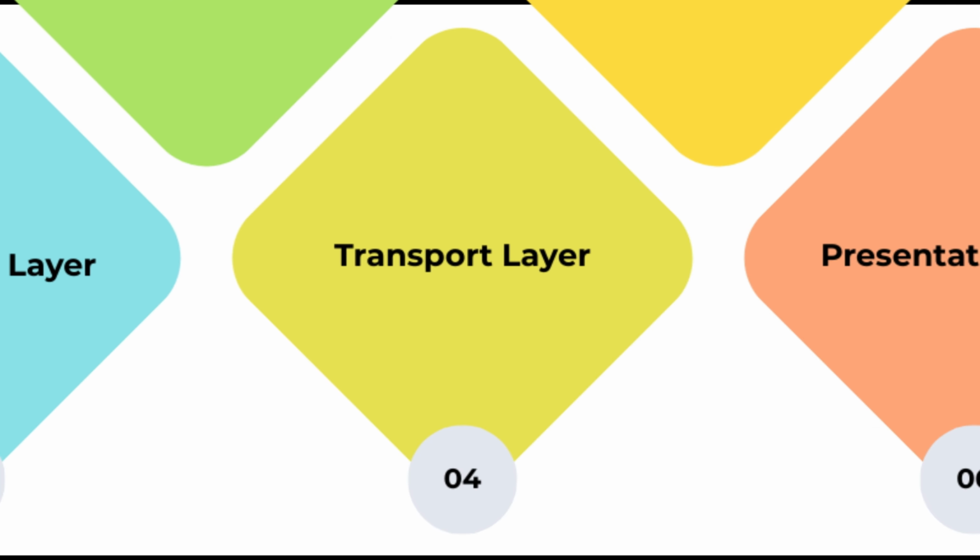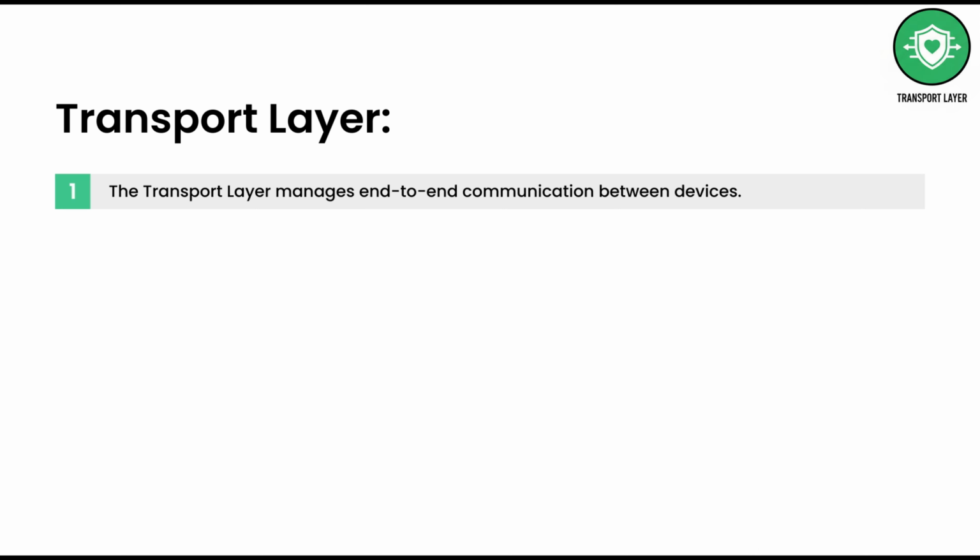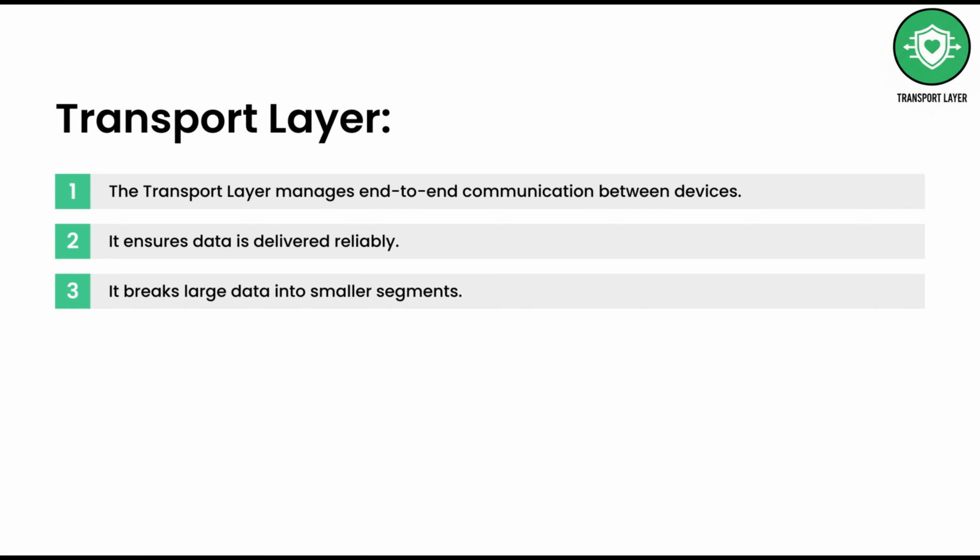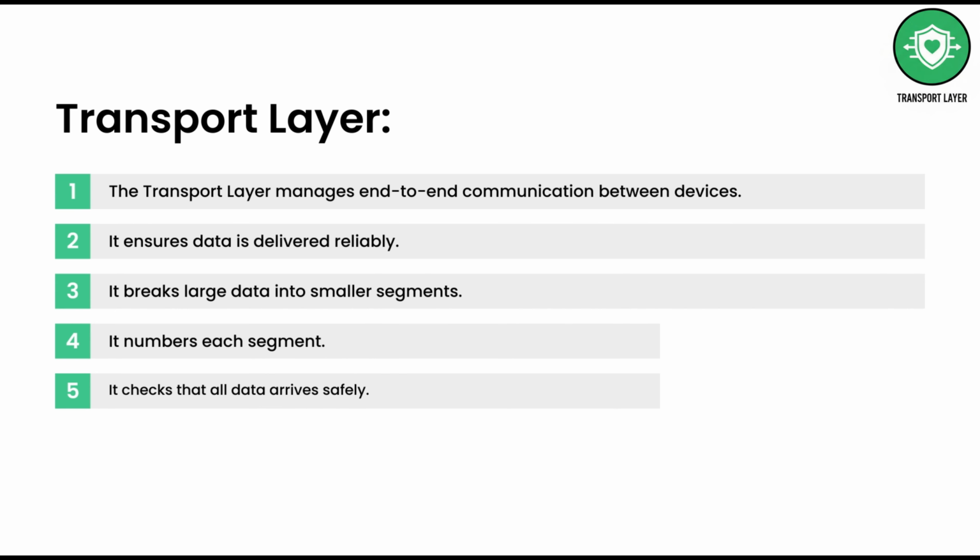Transport layer. The transport layer manages the end-to-end communication between devices and ensures data arrives reliably. Think of it as a post office clerk who breaks a large shipment into smaller boxes, numbers them, and verifies they all arrive safely at the destination in the correct order.